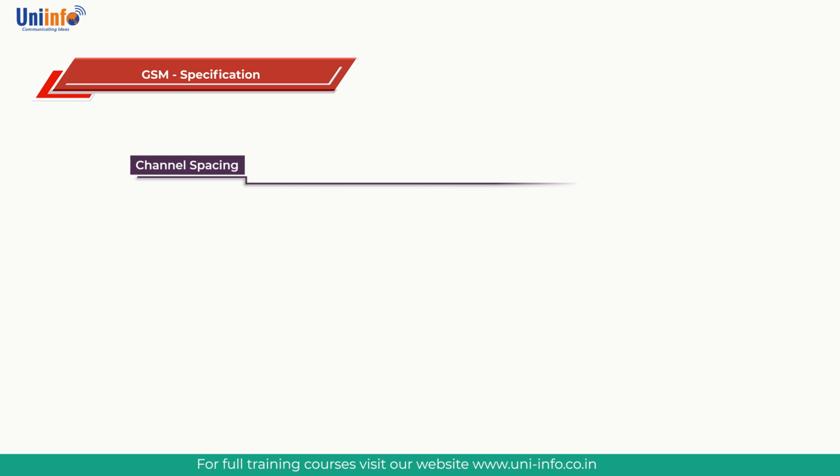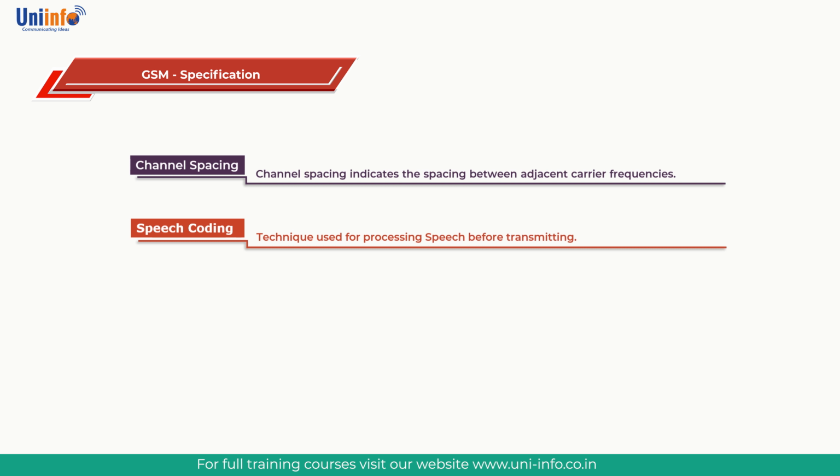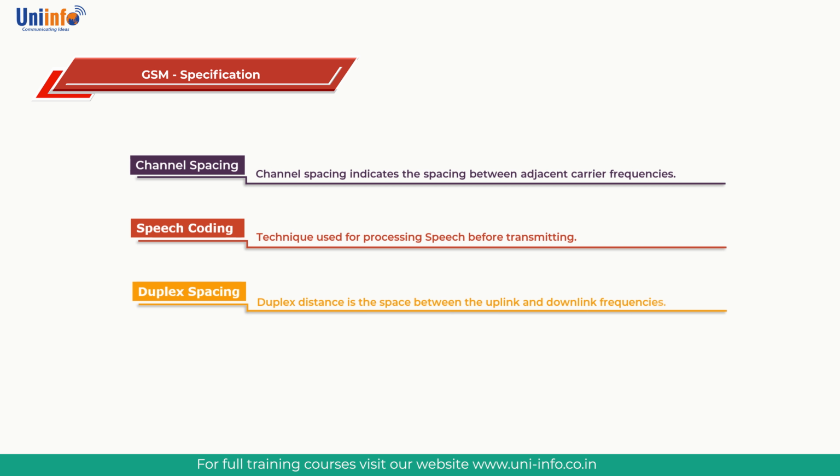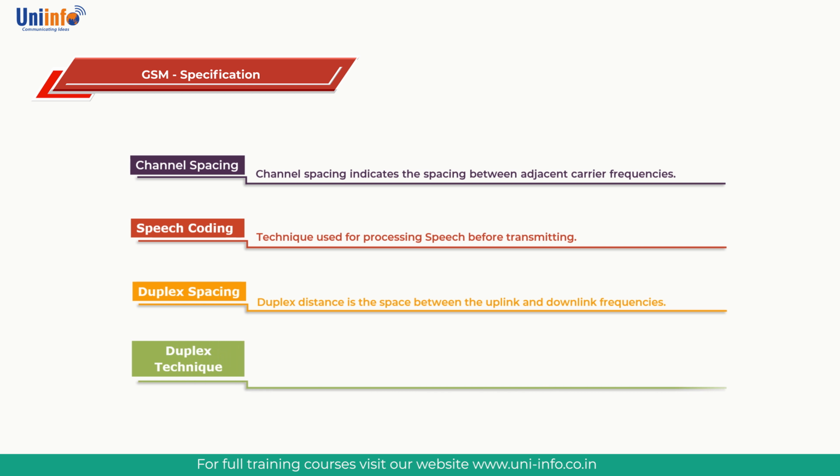Next is channel spacing. Channel spacing indicates the spacing between adjacent carrier frequencies. Next is speech coding, techniques used for processing speech before transmitting. Next, duplex spacing. Duplex distance is the space between the uplink and the downlink frequencies. Next is duplex technique. Technique used to transmit and receive data over duplex channel.